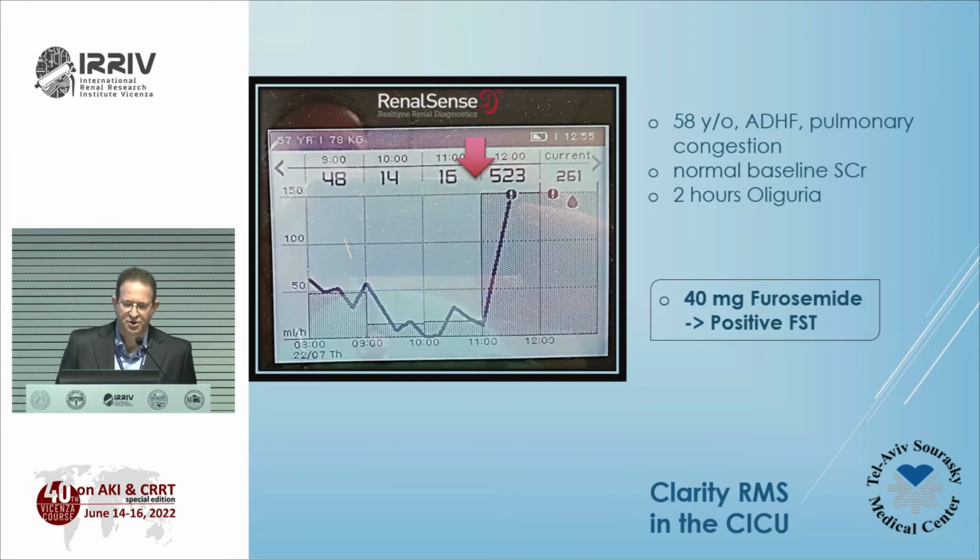And last, another patient with acute decompensated heart failure with a normal baseline creatinine, again presenting with oliguria, with a nice response to the furosemide challenge test. So this gives us an opportunity to understand that probably we have a nice renal reserve.